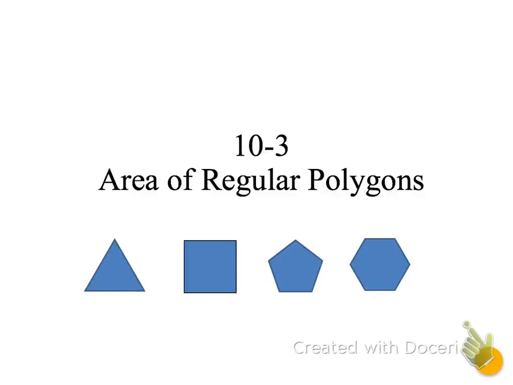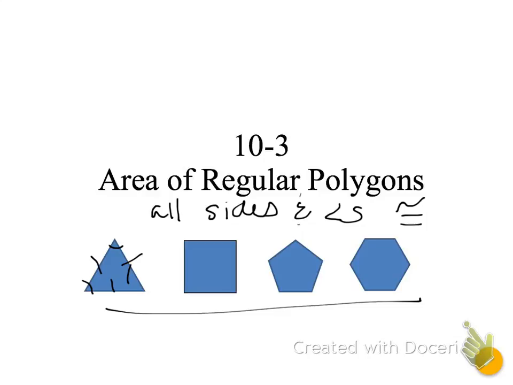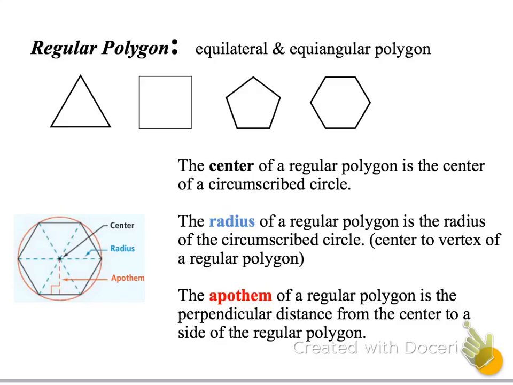So 10.3 is going to be the area of a regular polygon. When I say regular, regular means all the sides and all the angles are equal or congruent. That means they're all the same. So all these side lengths would be the same, and all the angles would be the same for each of these objects. Okay, so it's equilateral and equiangular.